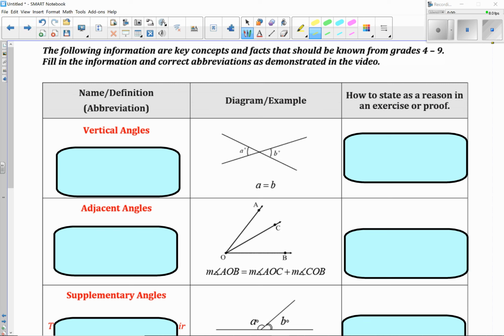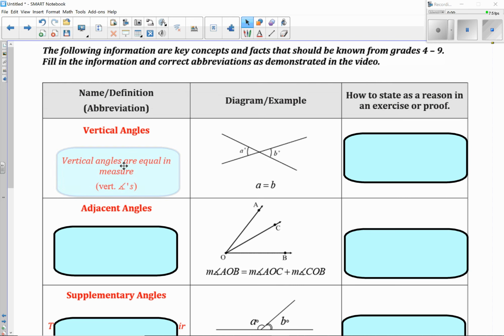So one of the first ones, a very important angle, are vertical angles. These are angles that are going to be equal to each other in measure. As you can see down here, I have the abbreviation for vertical and then the angle symbol. Again, a very important symbol, one we will use often. So it is important to know that that indicates what the angle is.